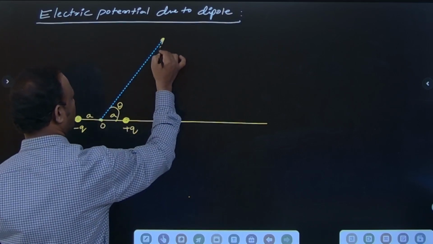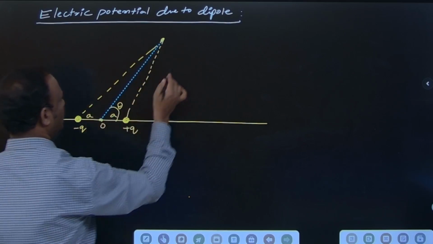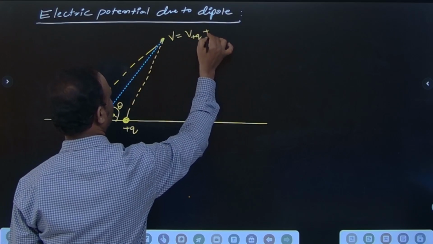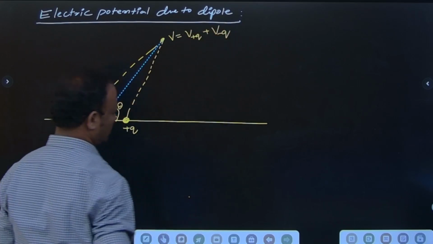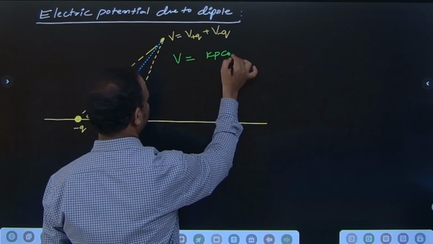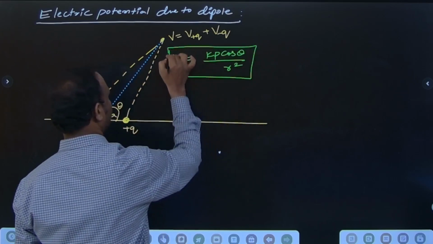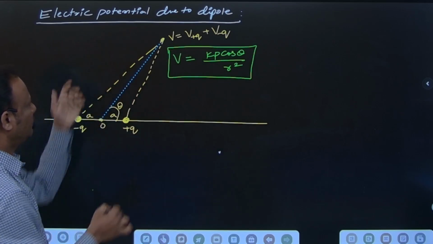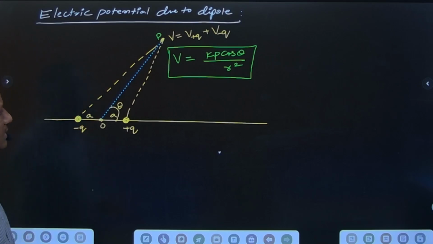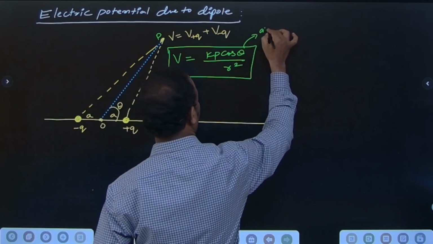This is R1 and R2, and the total potential V is the potential due to the positive charge plus the potential due to the negative charge. Electric potential V is equal to Kp cos theta by R square is the formula. Theta is the angle the line joining the point P makes with the dipole. This theta is for the axial case.